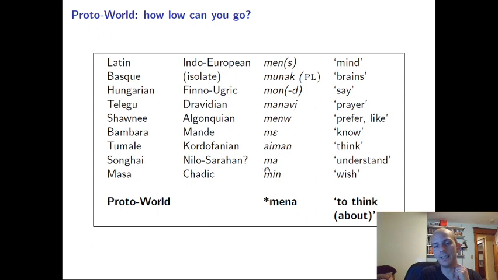So there's phonetic similarities here. And they're all kind of these cerebral-ish activities. And so looking at all these, we can recreate, just like we did making correspondent sets, something like MENA, right? For proto-world to think.